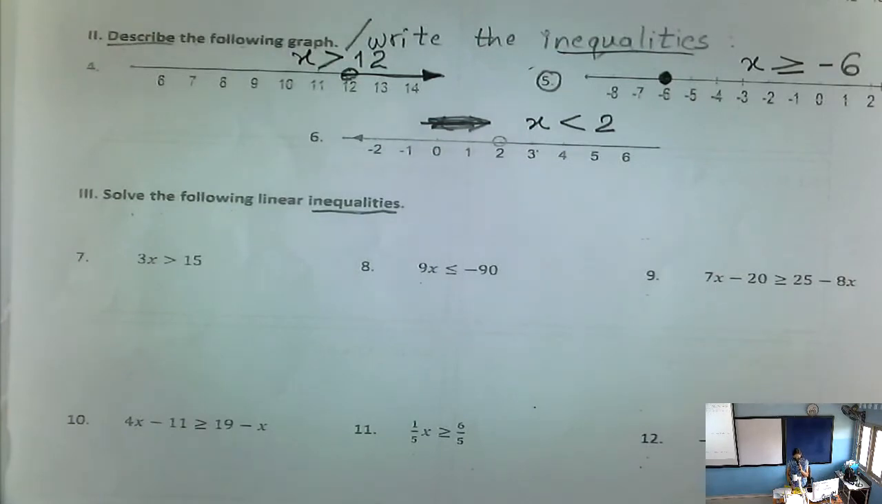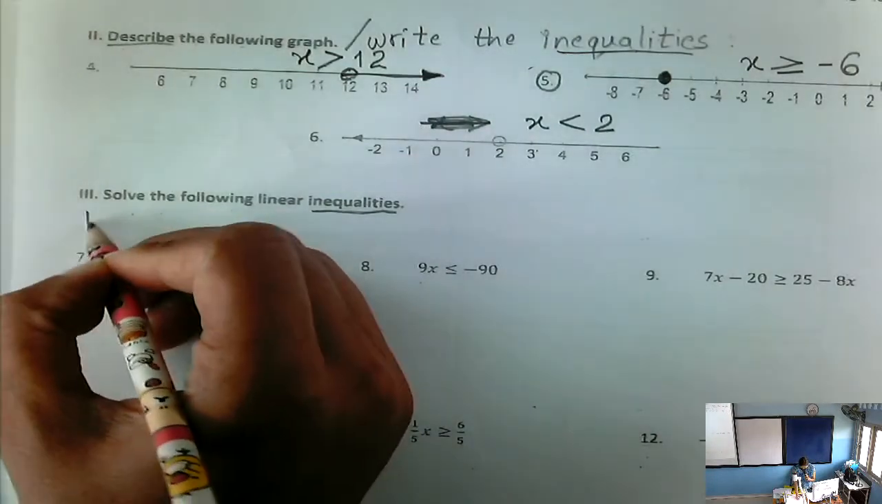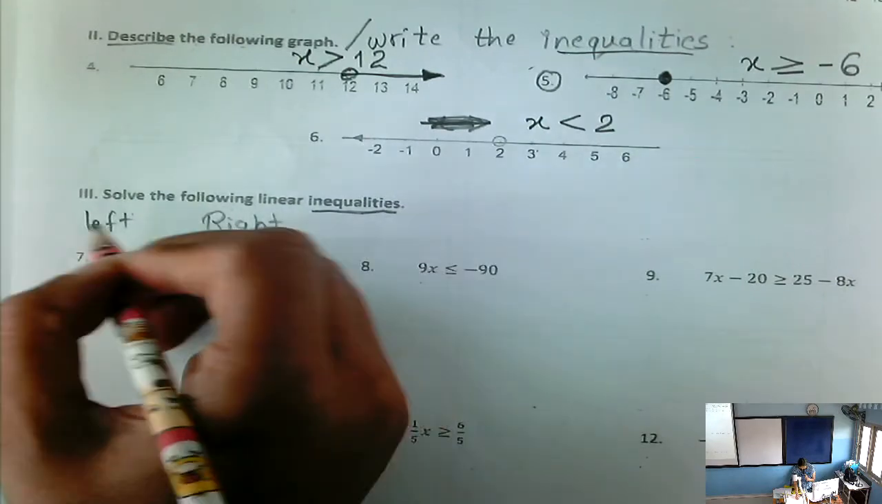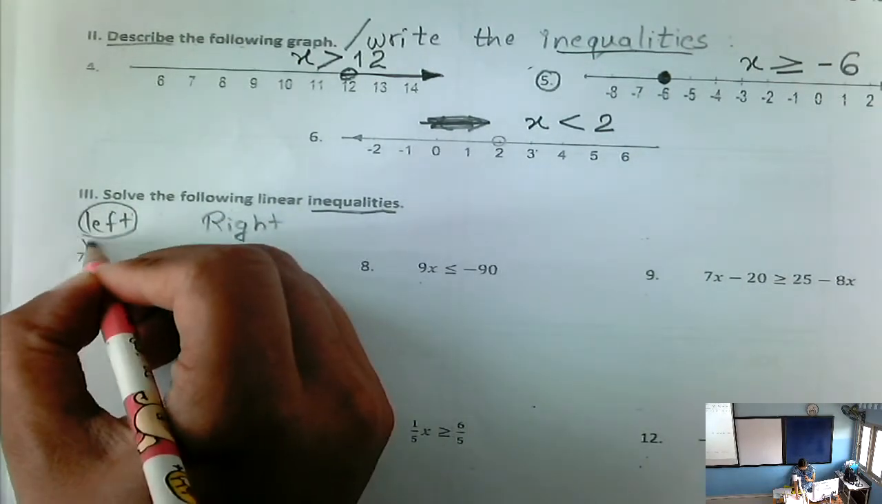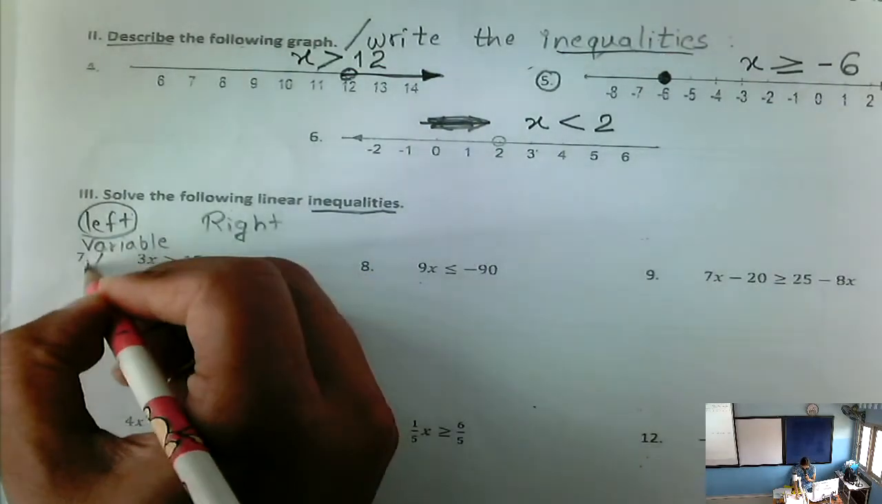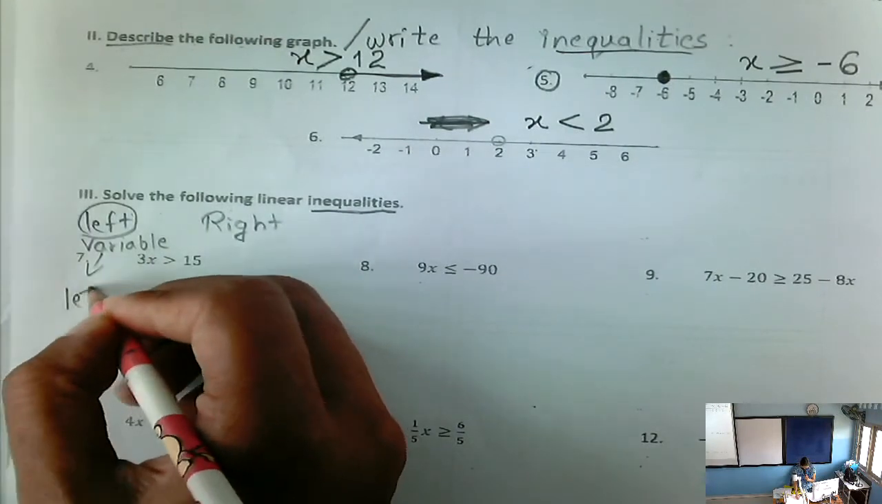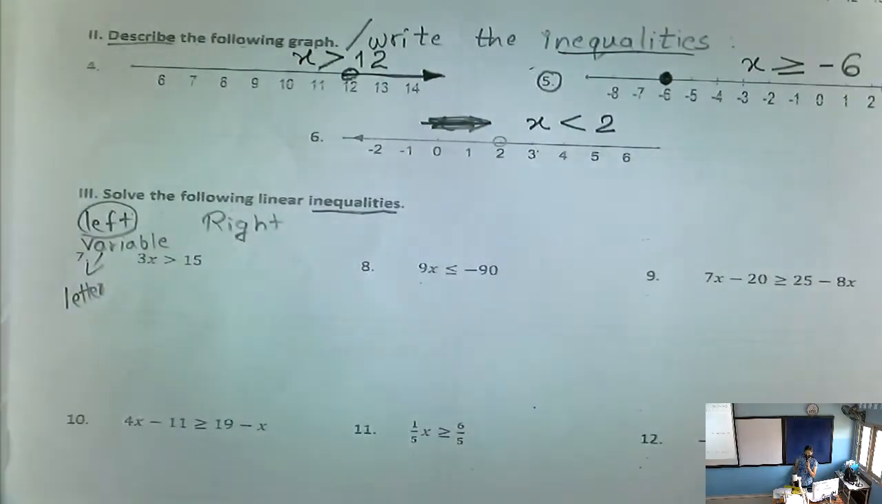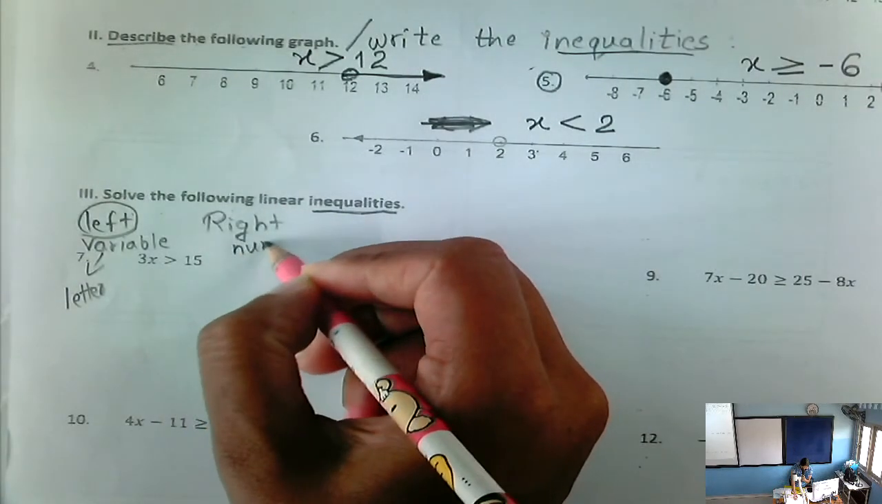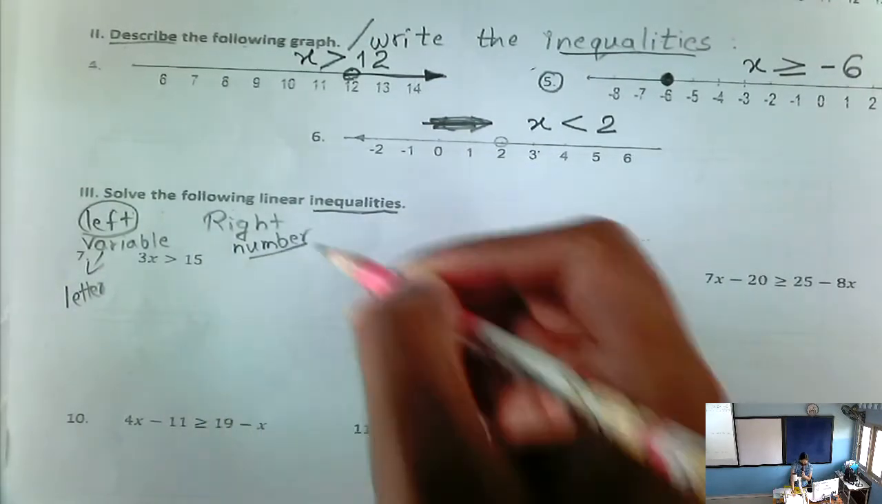So, how do you solve? There are two sides. Left side and the right side. Remember, in the left side, always there is variable. What do you mean by variable? Means letters. Like X. In 3X, X is a variable, right? 3 is a number. In right side, we always keep number.